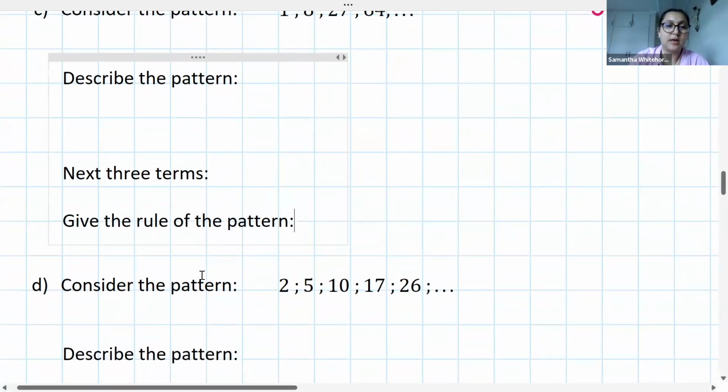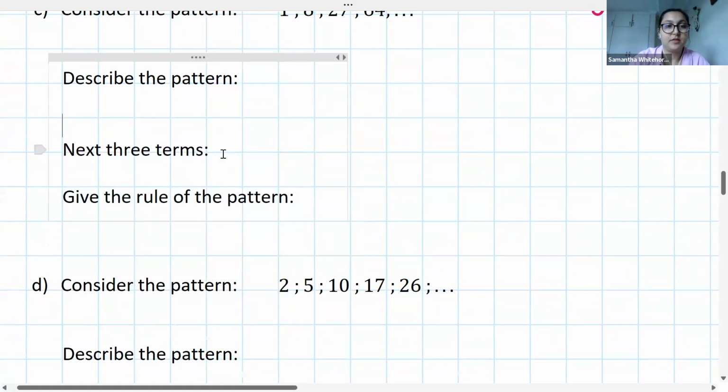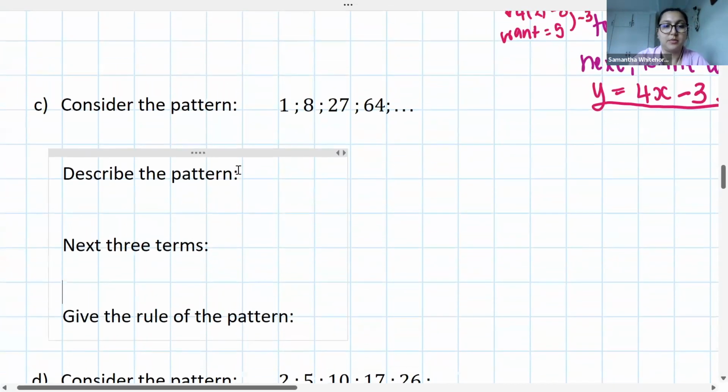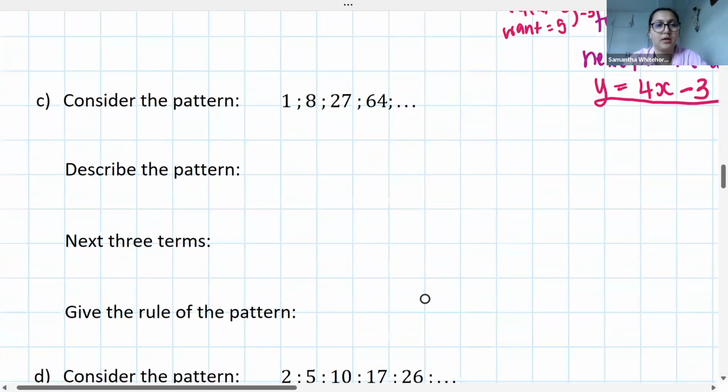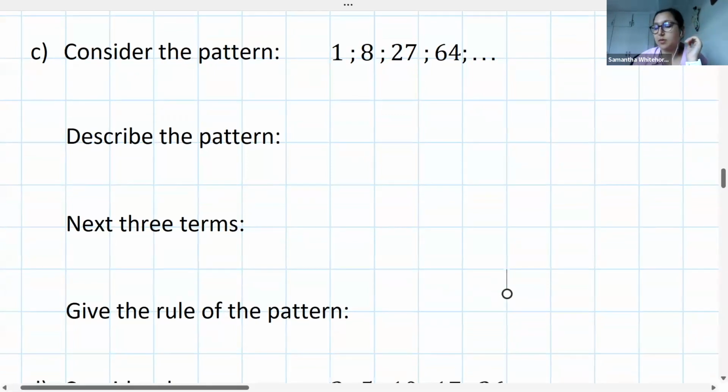Right, so we're going to try this next one here. I am going to put the actual pattern up. Right, so look at the pattern. I want a description. I want the next three terms, and let's see if we can come up with a rule for this pattern. Now, remember, your rule is how do we get from input to output? So try this one by yourselves. Let's see what we get.